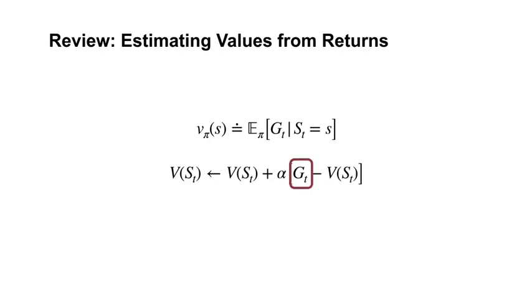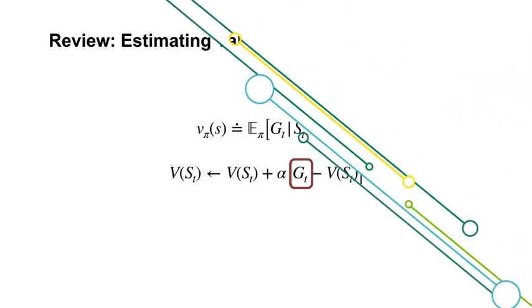To compute the return, we have to take samples of full trajectories. This means we don't learn during the episode. But we want to be able to learn incrementally before the end of the episode. We must come up with a new update target to achieve this goal.